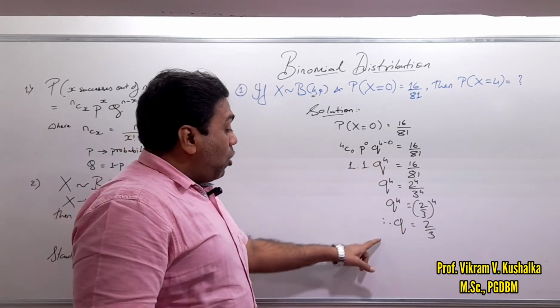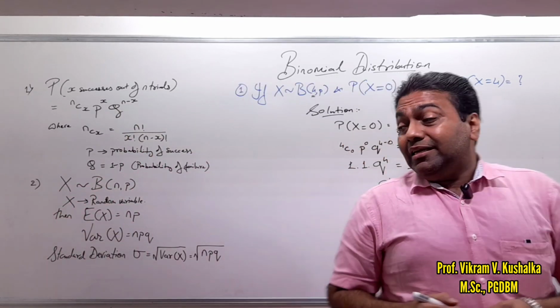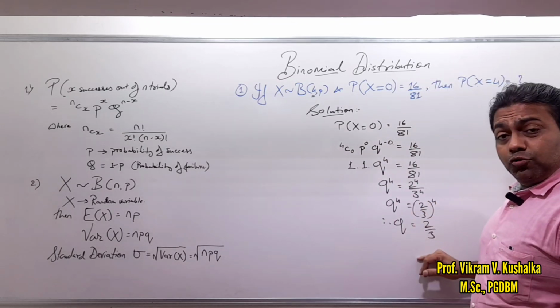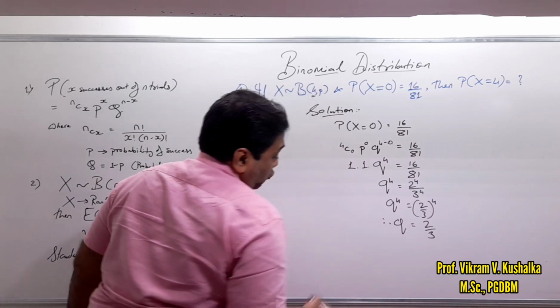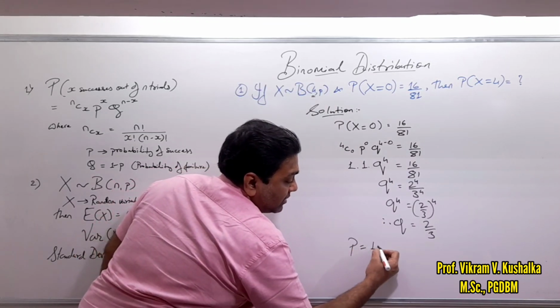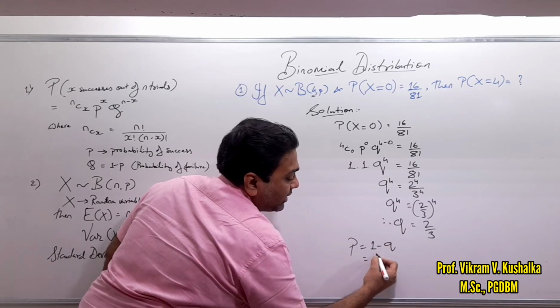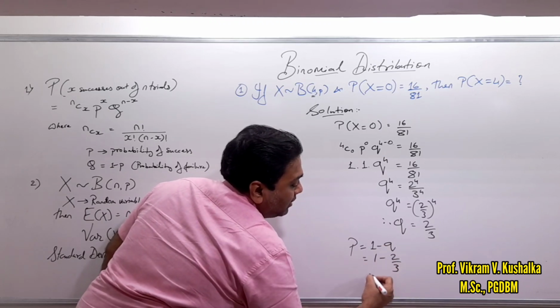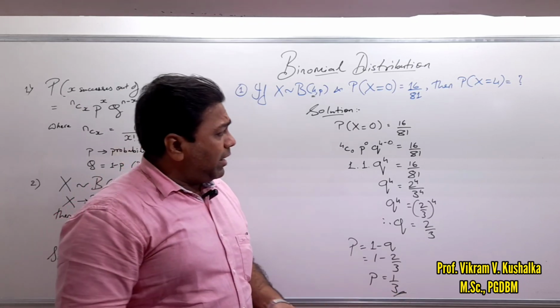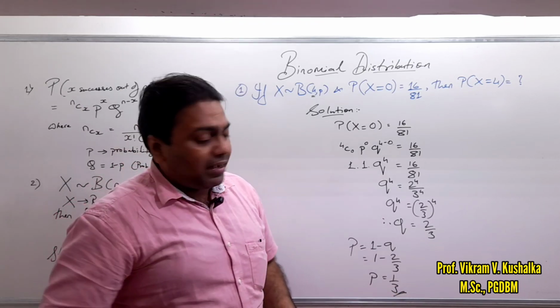Bravo! So I got the probability of failure. q is equal to 2 by 3. Once I have q is equal to 2 by 3, it's very simple to find out p. Because what is p? p is nothing but 1 minus q. So 1 minus 2 by 3. The value of p is 1 over 3. Basic algebra, I hope you all are well aware of that.